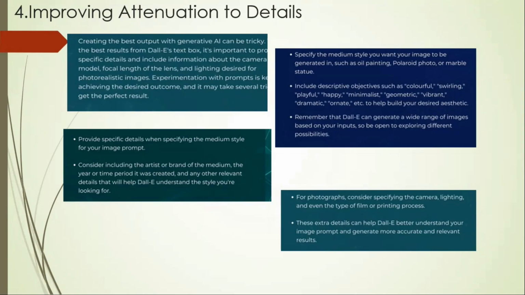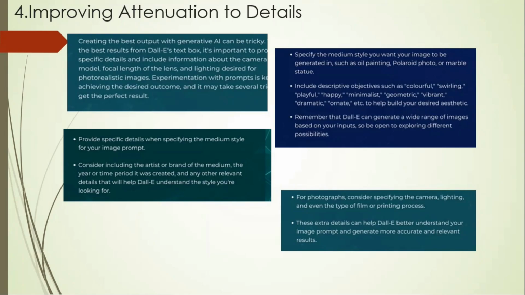It's important to include specific details and information about the camera model, focal length, lens, and lighting desired for the photorealistic image. If you are a very good artist, you have all this information, from how far you are looking at the object to what the light intensity should be. You can give those details to the Gen AI and it will generate that. Experimentation with prompts is the key to achieving the desired outcome, and it may take several tries to get the perfect result.